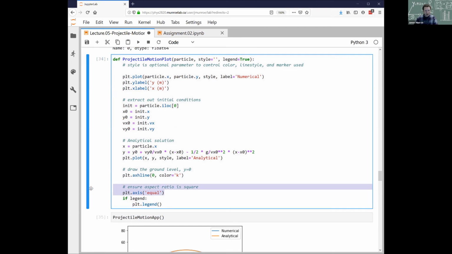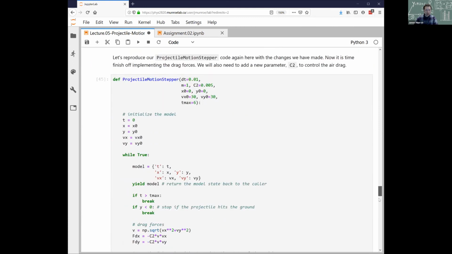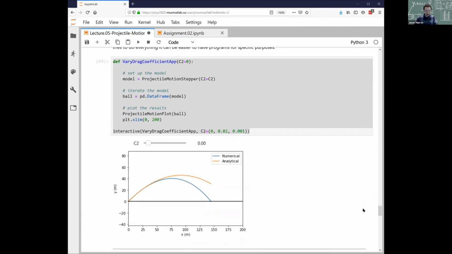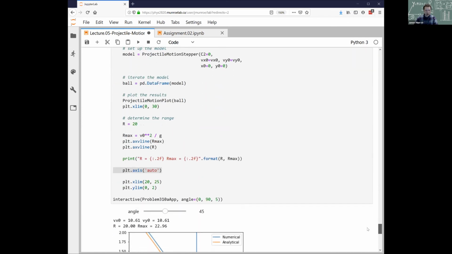This line says plt.axis equal. That changes the aspect ratio, that is the ratio of the vertical to horizontal shapes of a plot, so that circles are still circular, or 45-degree angles are still 45. Let me show you what I mean.